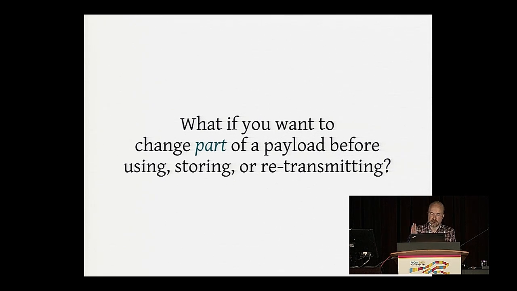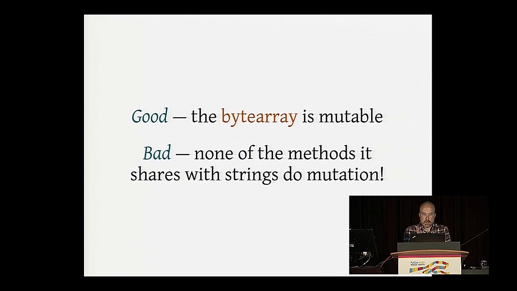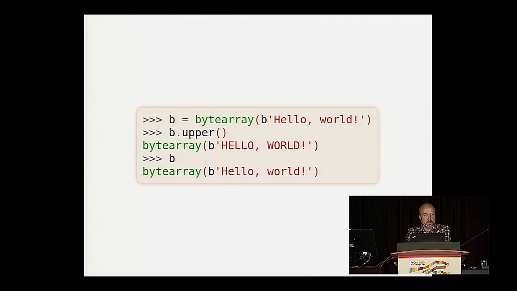You want to change part of a payload before using, storing, or retransmitting. That would be the use case here, because if you want to lowercase the whole thing, you have to touch all the bytes anyway, so you might as well build a new one. Good thing is the byte array is mutable. You can get it and change it. But none of the methods that it shares with strings do mutation to it. If you call .upper on your byte array, you get a new byte array. So you have a mutable string type that does nothing string-like mutably.